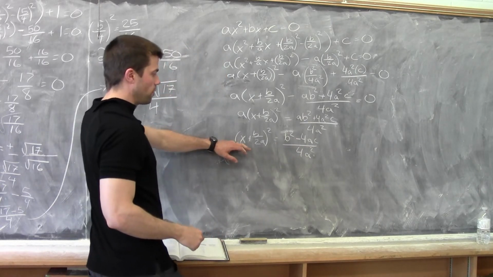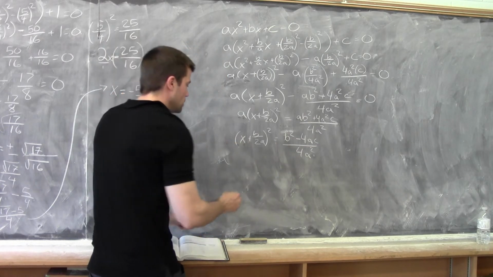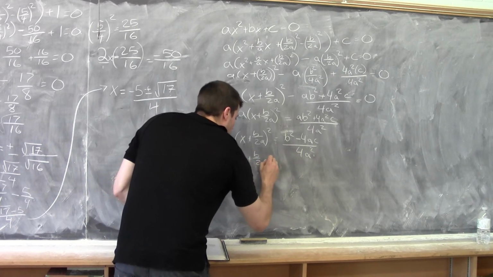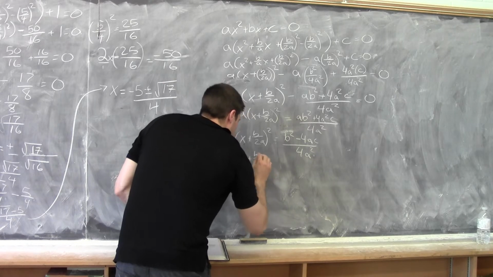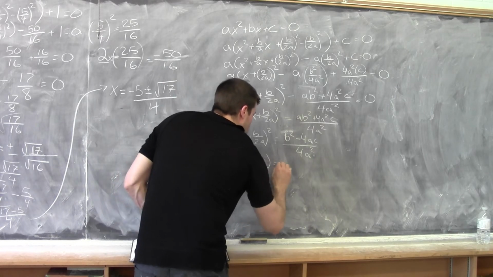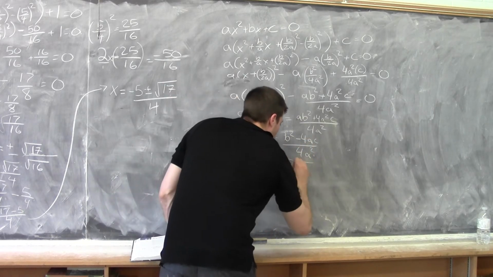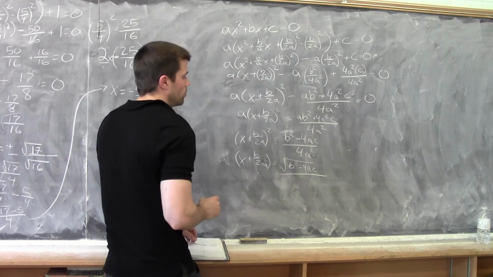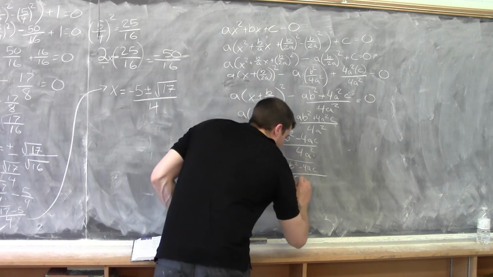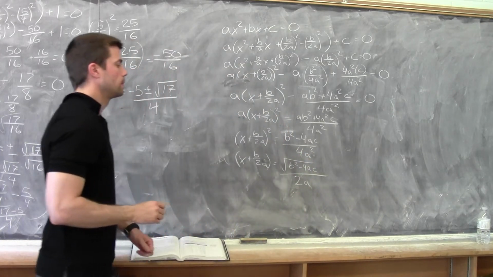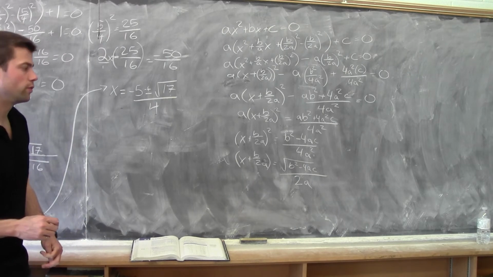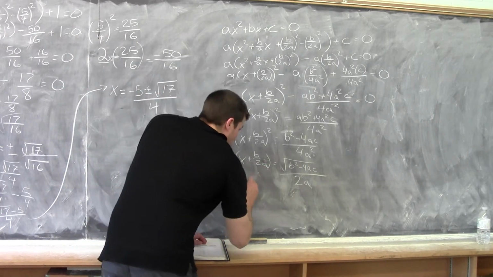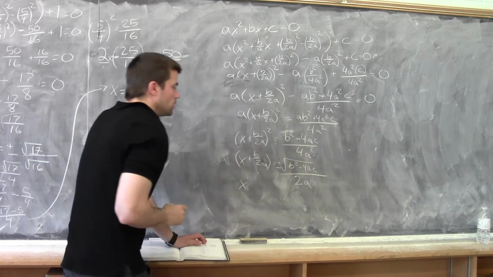Now I want to take the square root so I can isolate for x. So it's going to be x plus b over 2a is equal to the square root of all this, square root of b squared minus 4ac, all over the square root of 4a squared, which is just 2a. Okay, square root of 4 is 2, square root of a squared is a. Alright, so we're getting close now. Remember, this is plus or minus. Have to consider both conditions.